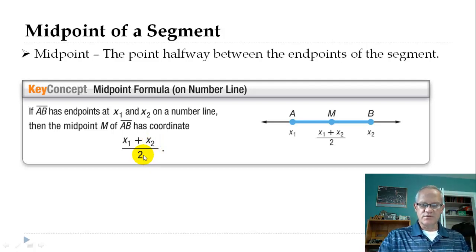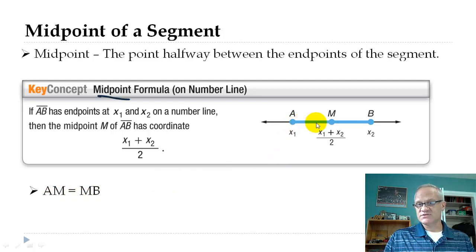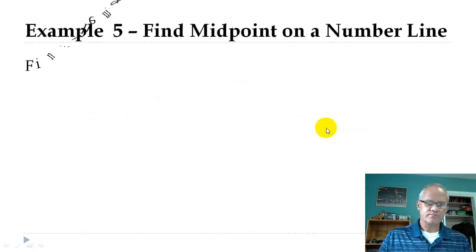Okay, pretty easy. The other thing to keep in mind before we do an example: when you know that something's a midpoint, you know that AM is going to be equal to MB. So the distance from A to M will equal the distance from M to B. If you know something is the midpoint, you know these two line segments have to be equal to each other. We're going to use that towards the end of today to work out a problem. Okay, so remember that one.